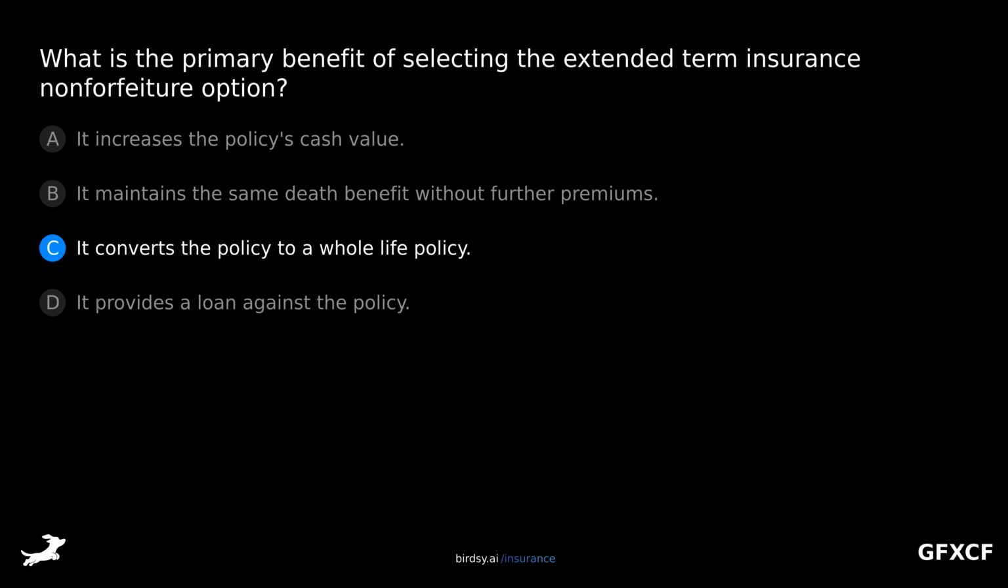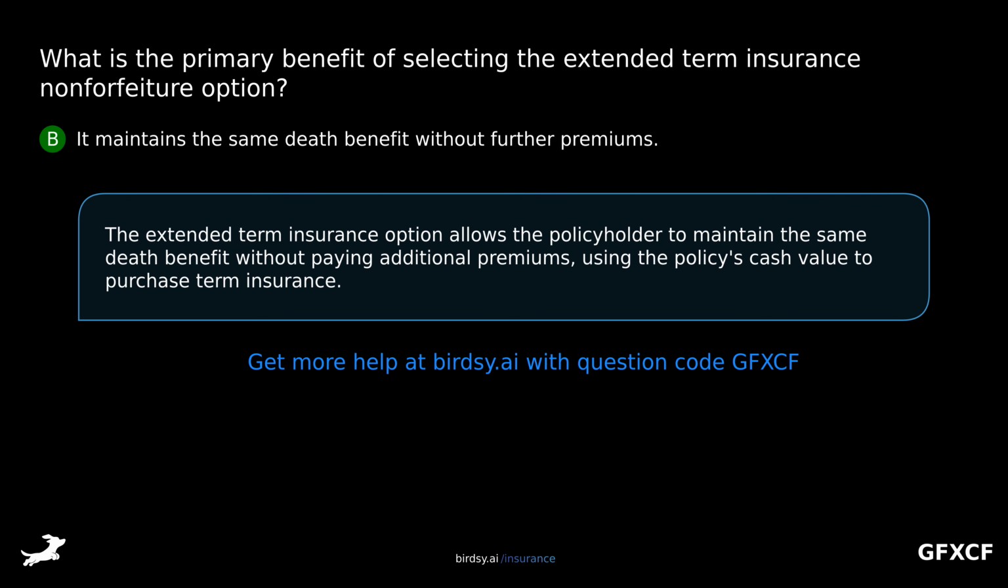C. It converts the policy to a whole life policy? Or D. It provides a loan against the policy? The answer is B. It maintains the same death benefit without further premiums. The extended term insurance option allows the policyholder to maintain the same death benefit without paying additional premiums, using the policy's cash value to purchase term insurance.